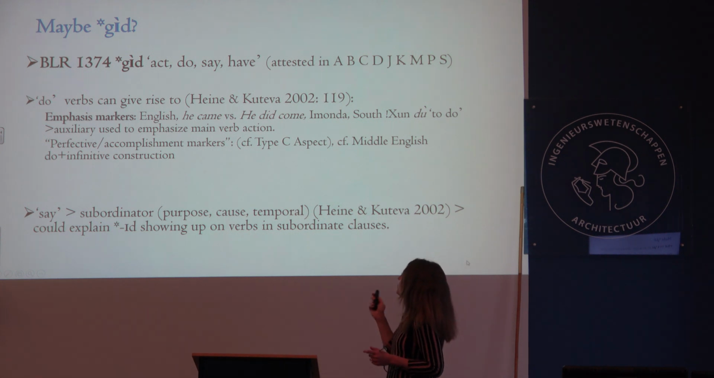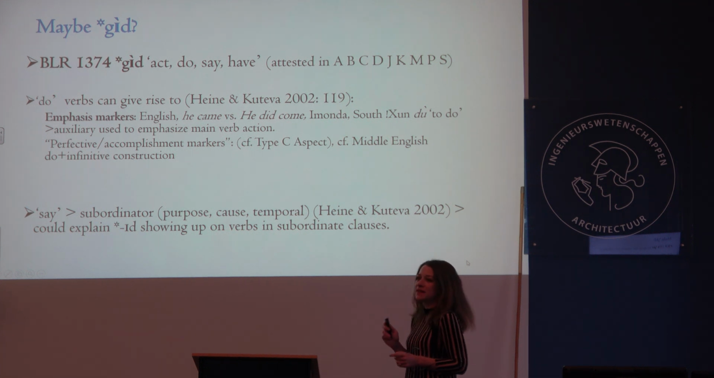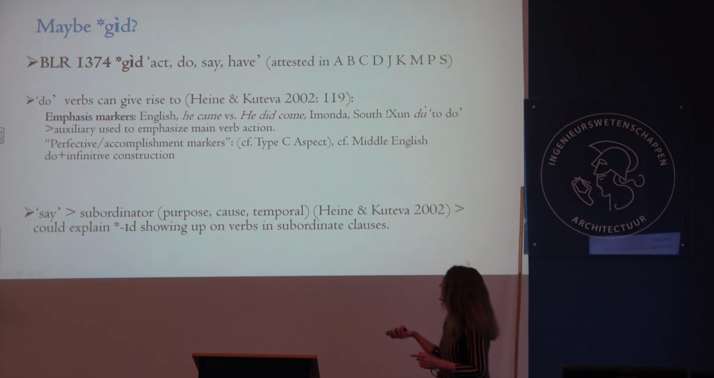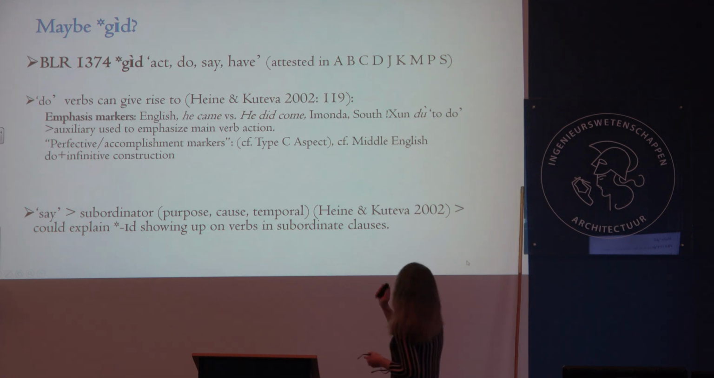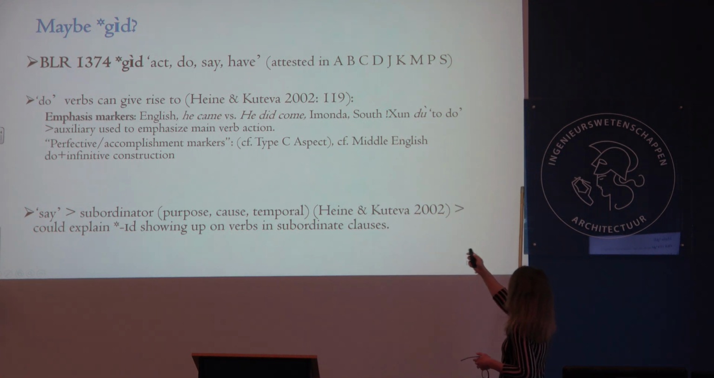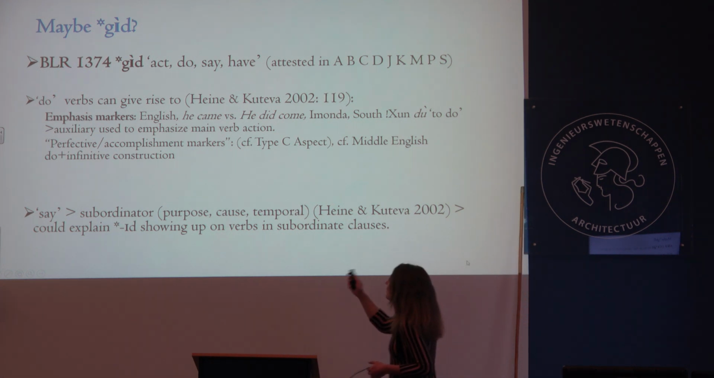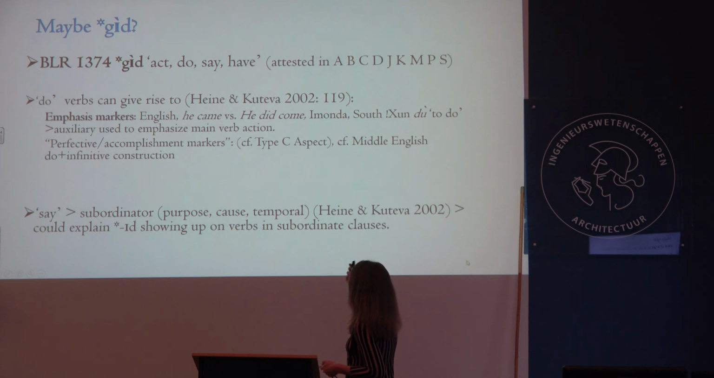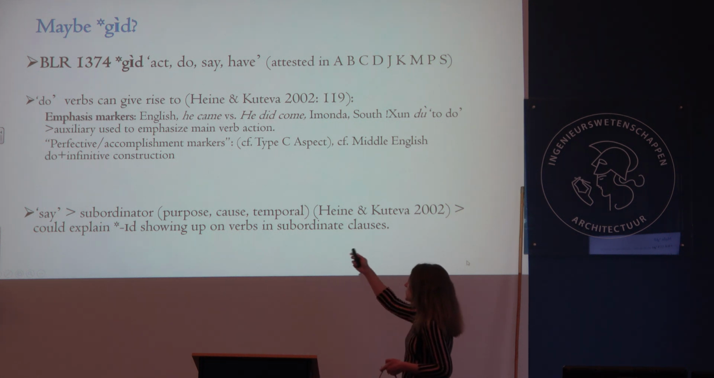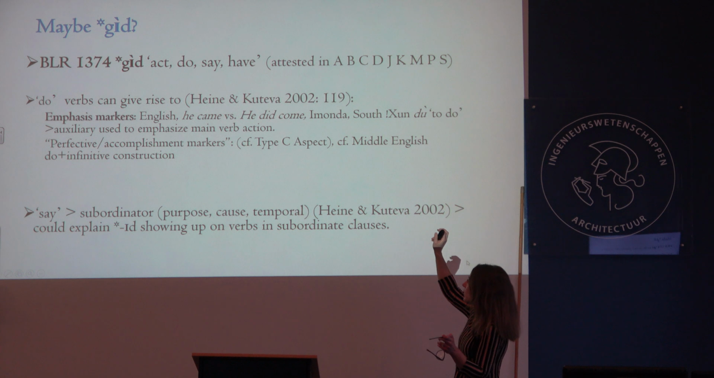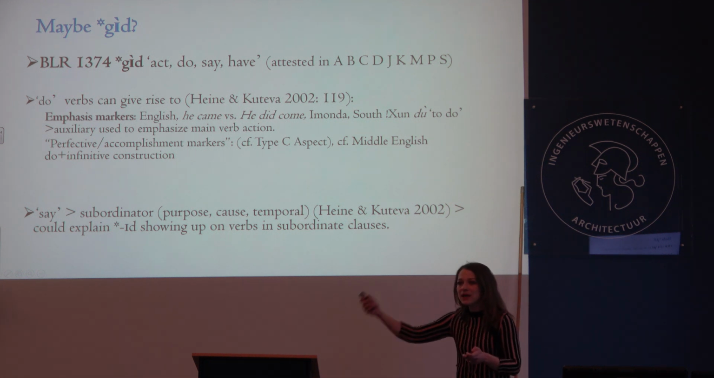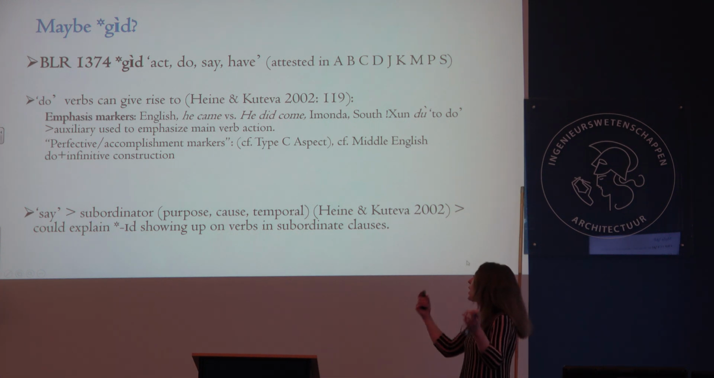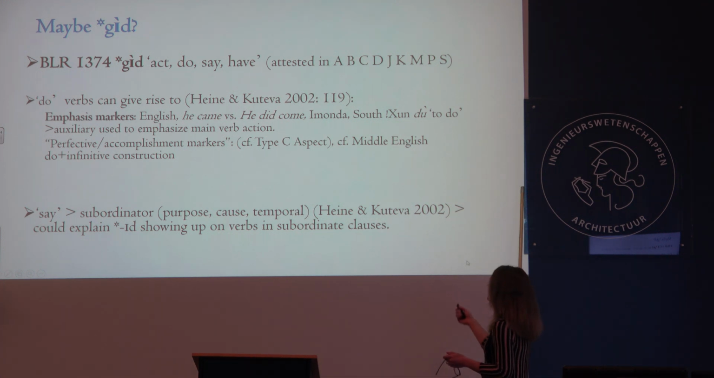Now, another thing that really got me excited is that "do" verbs can give rise to emphasis markers, such as in the English case: "He came" versus "he did come." This is also attested in other languages, such as in Monda, South, "to do" developing into an auxiliary used to emphasize the main verb action. And they can also develop into so-called perfective or accomplishment markers, which would tie in very well with type C, the idea of completeness, thoroughness, often described in the Bantu literature as perfectivity.